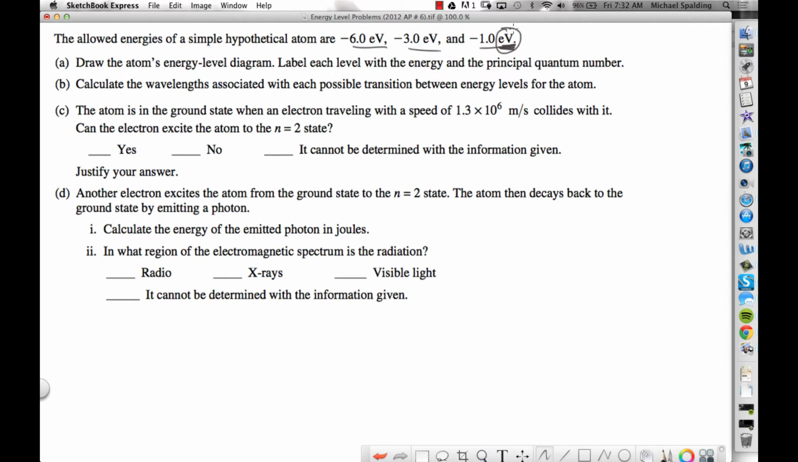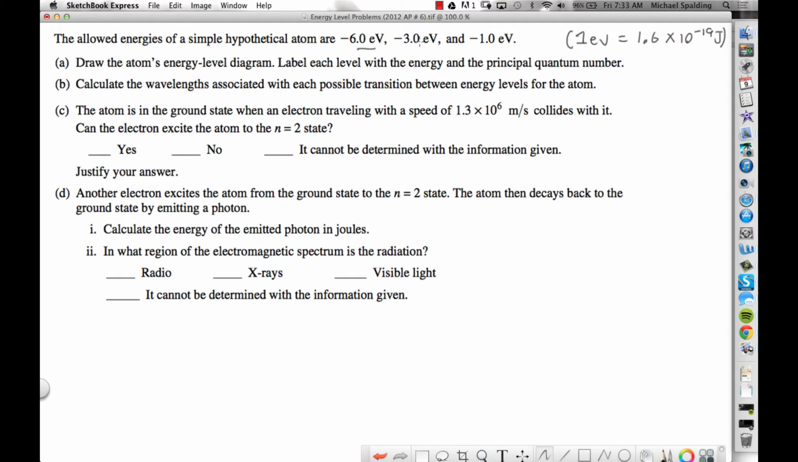Joules. So I'm just going to put up here as a side note, in parentheses, just 1 electron volt is equivalent to 1.6 times 10 to the negative 19 joules. Very easy number to remember because this is the charge of an electron, right? So easy to remember. Now, they want us to, first of all, draw the atom's energy level diagram.